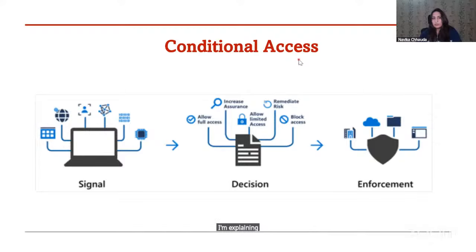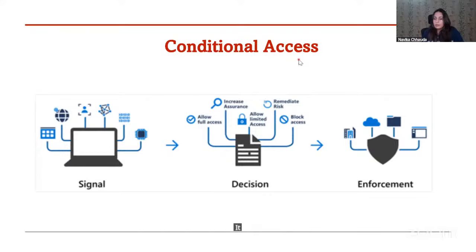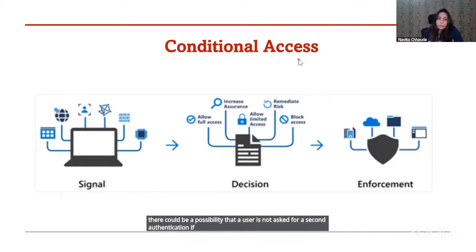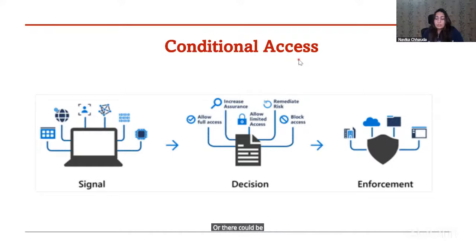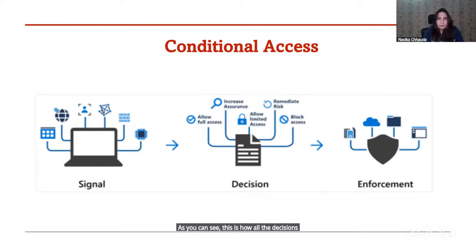I'm explaining this in layman's terms so that your concepts become strong. So conditional access is basically a tool that Microsoft Entra ID uses to grant or revoke access to resources based on the identity they provide. It provides a more granular MFA authentication as well. For example, a user may not be asked for a second authentication if they are at a known location, but they may be asked again if they are signing in from an unexpected location, right? So all of these things happen based on conditional access. As you can see, this is how the decisions are made. This is how conditional access typically works.